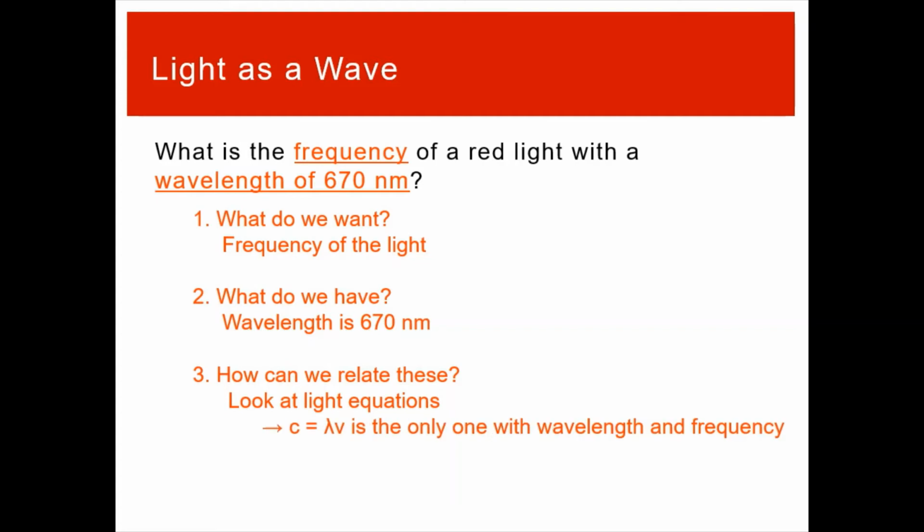Namely, we have c is equal to lambda times nu. Light is going to have a couple of equations that we're going to use, and it's going to be a matter of parsing out which one is the best equation to use for this particular application. In this case, since we want frequency and we have wavelength, it's going to be c equals lambda times nu.